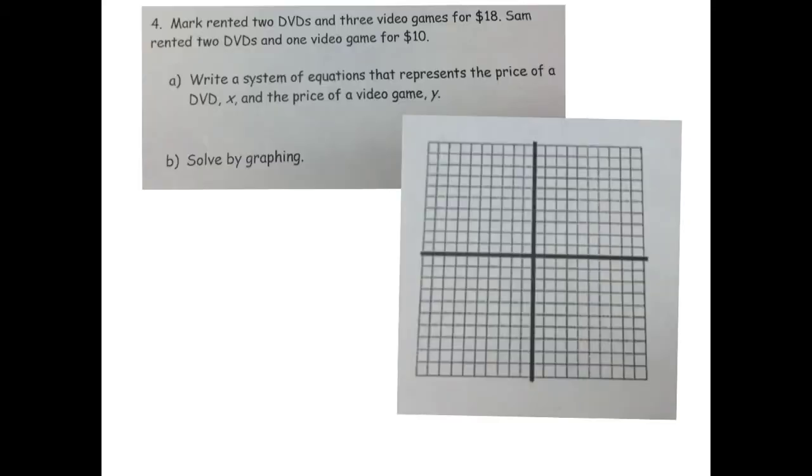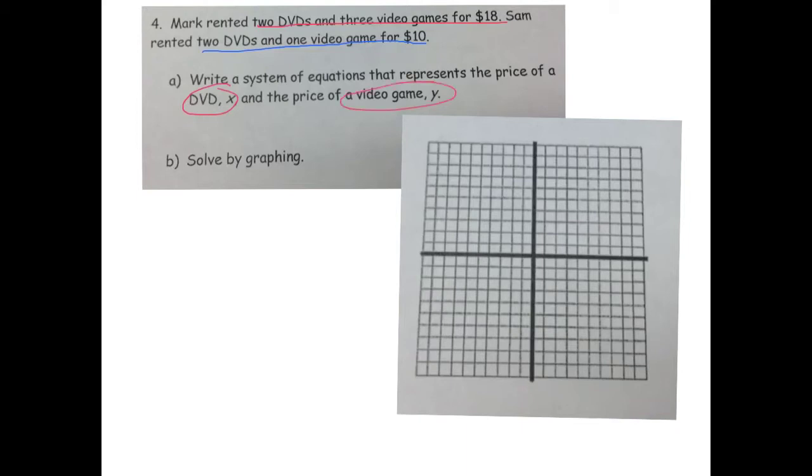Alright, the first problem we're going to do together is number 4. It says Mark rented 2 DVDs and 3 video games for $18. So that is going to be an equation right there by itself. And then Sam rented 2 DVDs and 1 video game for $10. Down here they tell us to let X be our DVDs and Y be our video games.